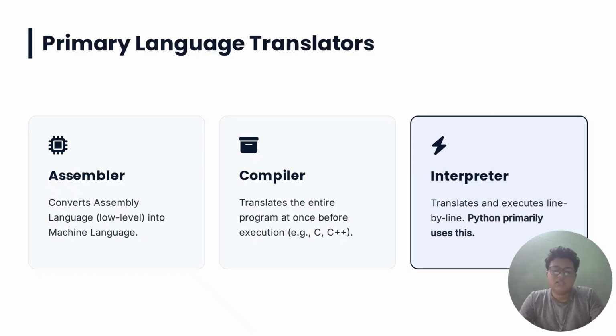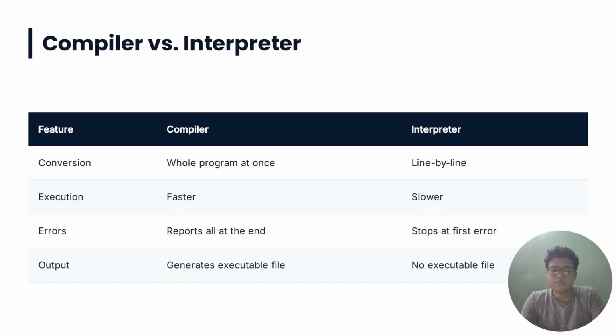Interpreter, this is different, and this is mainly used in Python. In interpreters, it translates and executes line by line. It translates a line, executes it, then goes to the second line. This is the difference between the compiler and interpreter. Compiler first of all translates the full program, then executes, whereas interpreter translates a line and then executes the line and then goes to the next line. Python primarily uses the interpreter. This is the difference I was talking about, compiler versus interpreter.